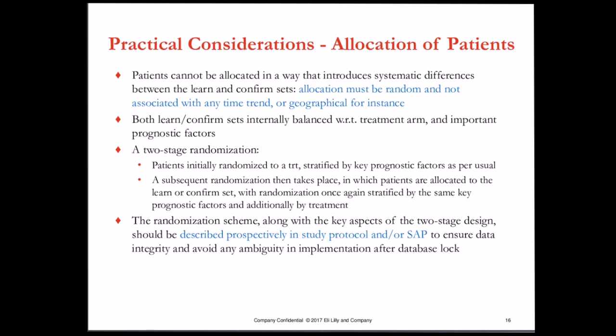A two-stage randomization can be made by first randomizing patients to a treatment, stratified by the key prognostic factors, and then a subsequent randomization is done to allocate patients to the learn or confirm set, again stratified by the same prognostic factors and additionally by treatment. It should be noted that all the procedures must be prospectively described in the protocol and SAP to ensure the data quality.